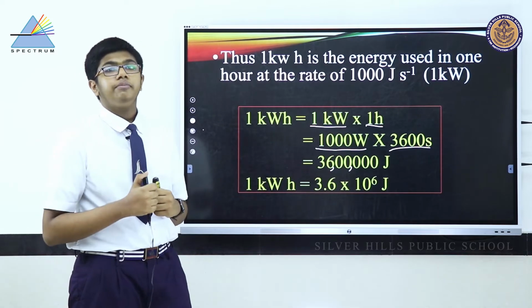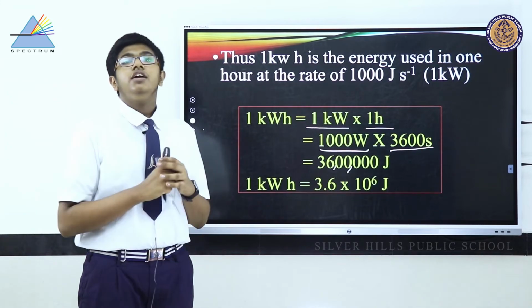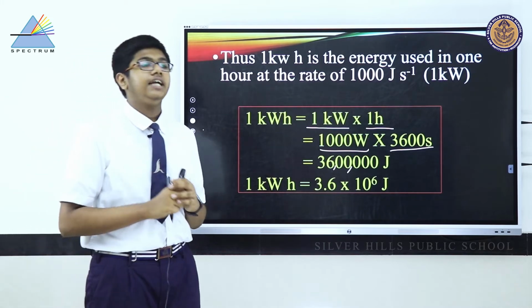So in standard form, it can be written as 3.6 into 10 raised to 6 joules. 1 kilowatt hour is equal to 3.6 into 10 raised to 6 joules in standard form.